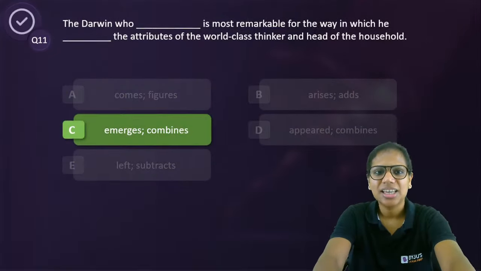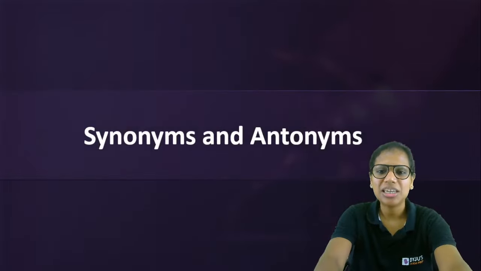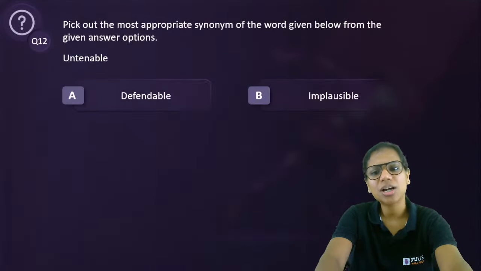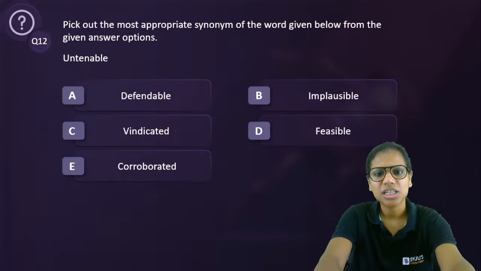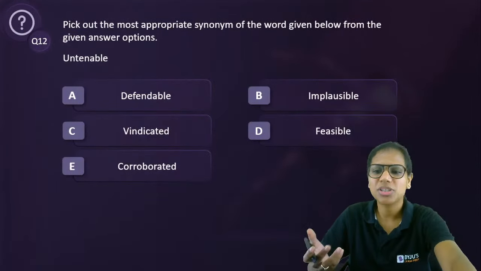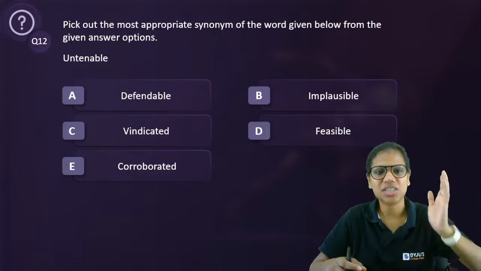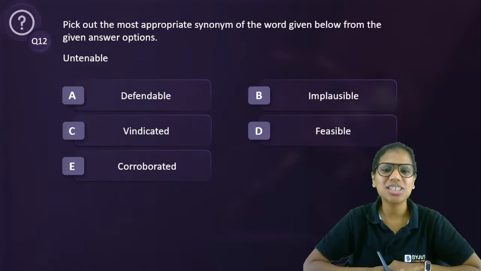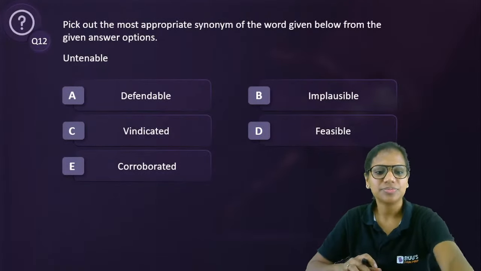Any queries so far, you can ask me. Otherwise, we begin with synonym antonyms. Just a couple of questions on synonym antonyms, as it's a very common question type. You've done this for so many exams. So what is the synonym for untenable?